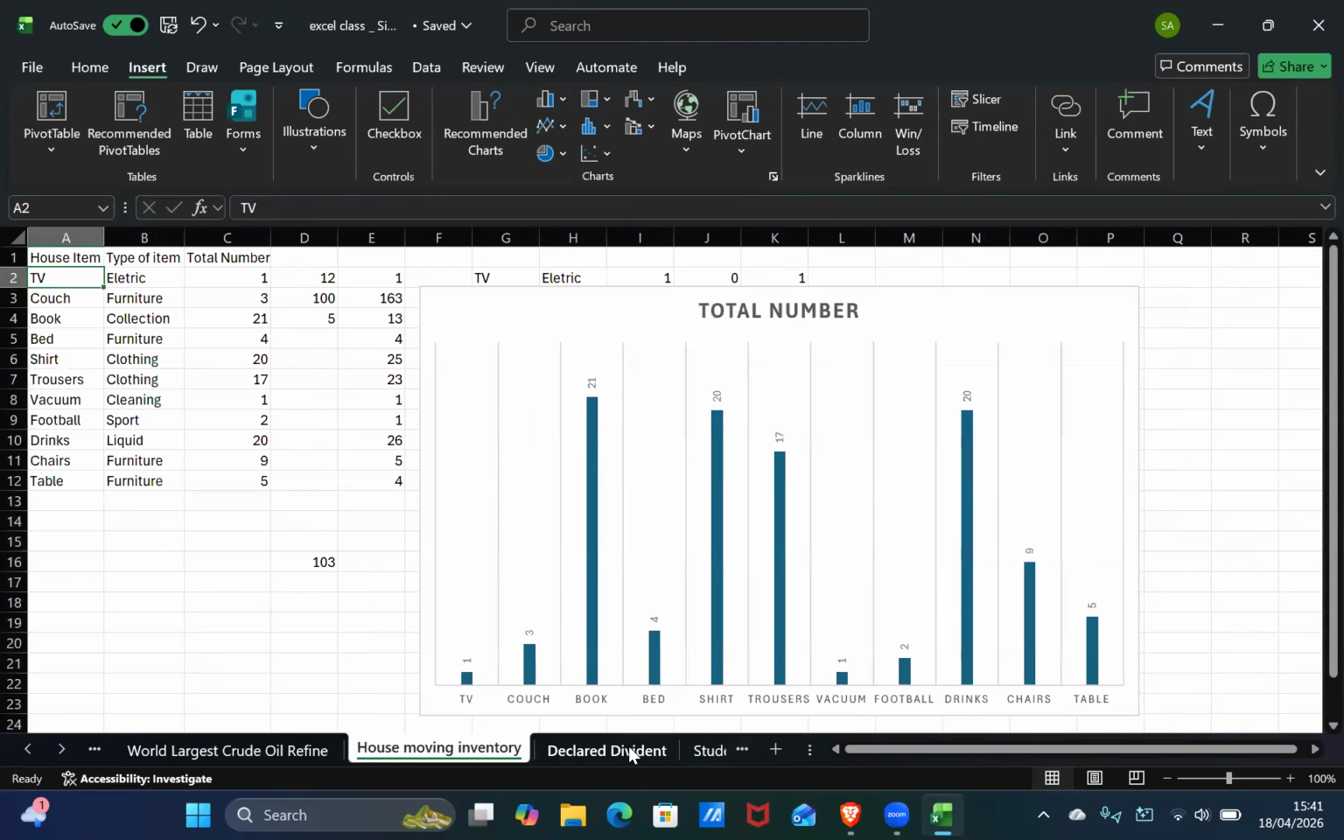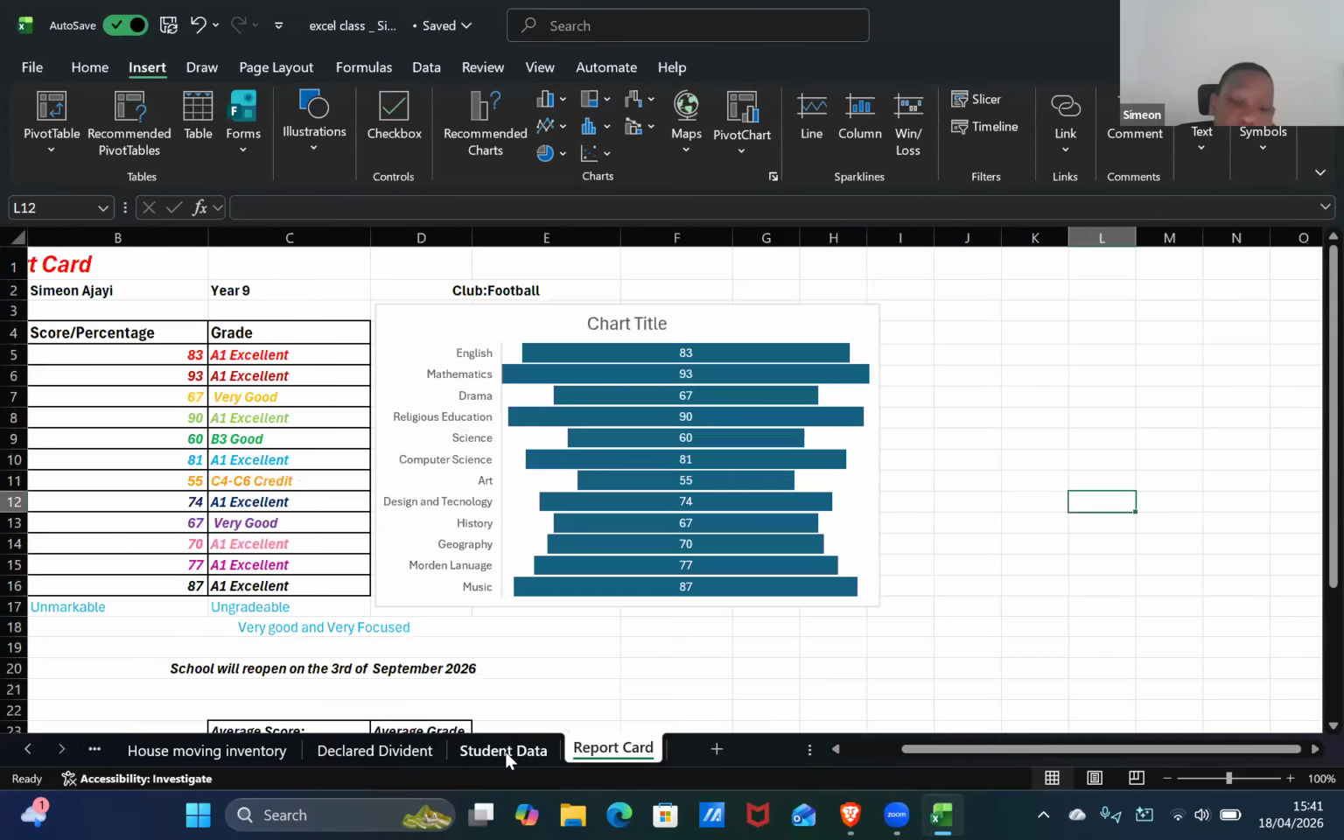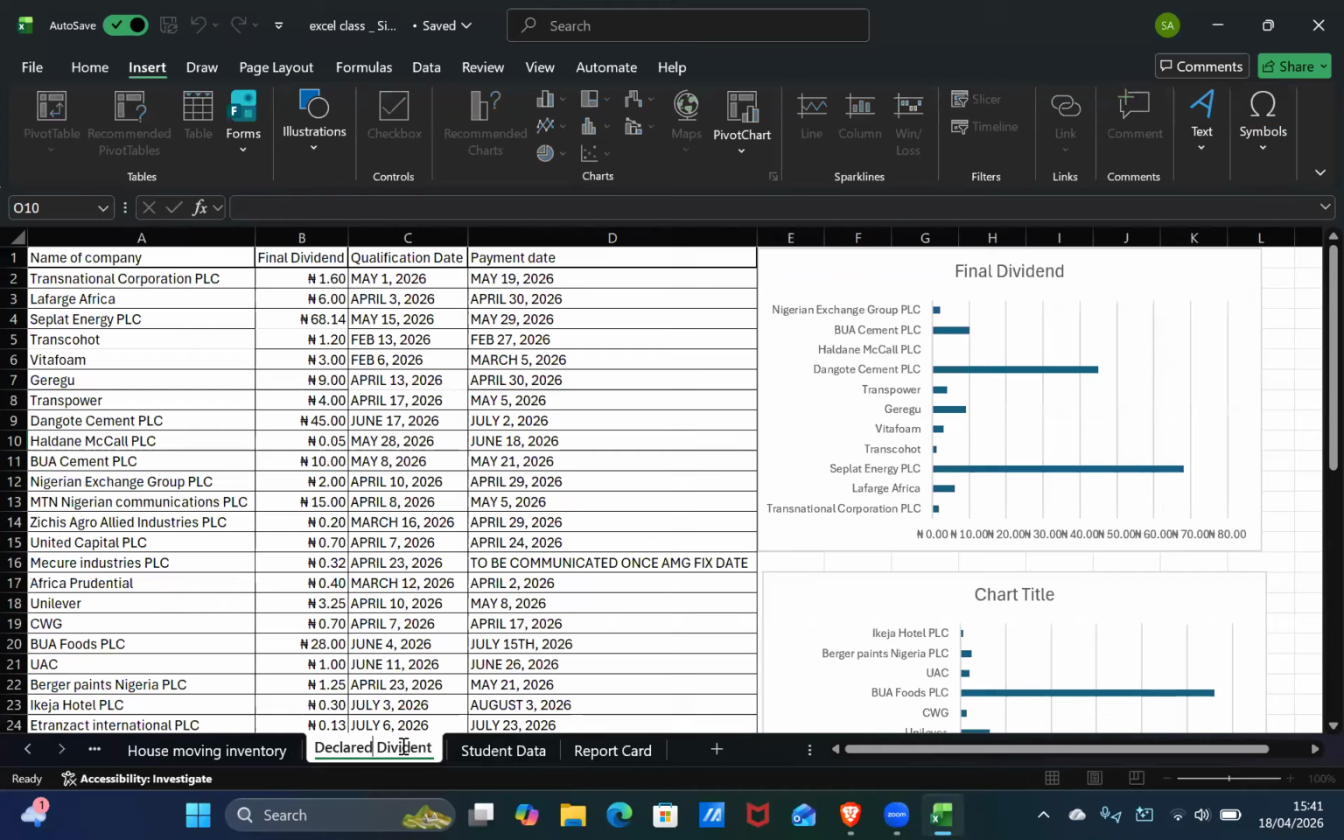I think everything else is covered, right? Yeah, everything else is declared dividend, not dividend. So fix it. Dividend. Yeah, exactly. Okay.